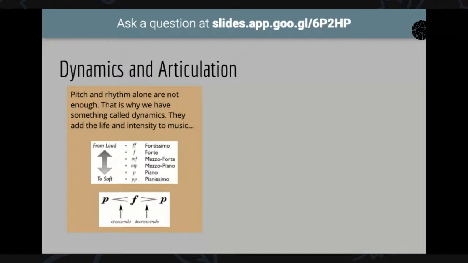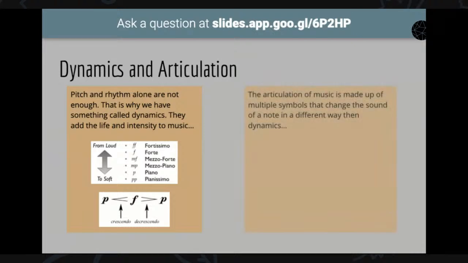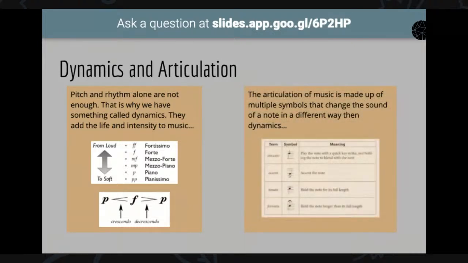The articulation of music is made up of multiple symbols that change the sound of a note in different ways than dynamics. Depending on what musical instrument you play, the way articulations are executed may vary. As you can see on the right, the articulation symbols appear just above or below the note. For the first term, staccato, it should be played short. The accented note should be played fast with extra emphasis.